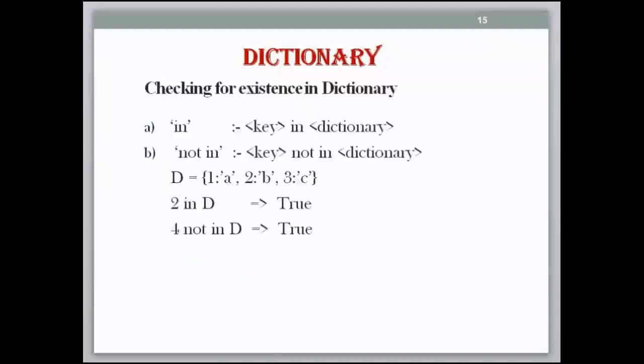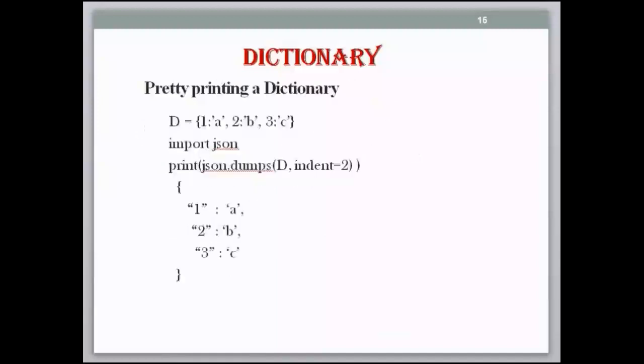Checking for existence in dictionary. One is in. So key in dictionary, key not in dictionary. For example, if you want to check the key like 2 in D, it is true. Yes, 2 key is available. And if you want to check 4 not in D, yes, there is no key which is named as 4 in this dictionary.